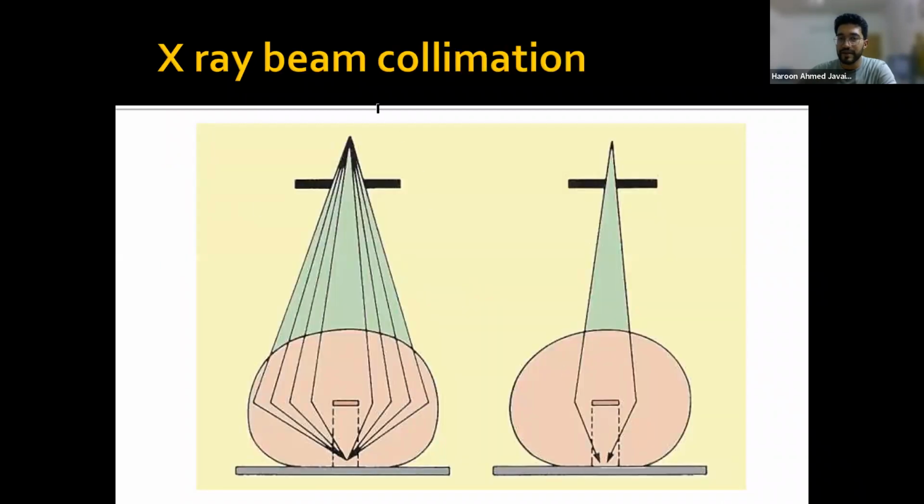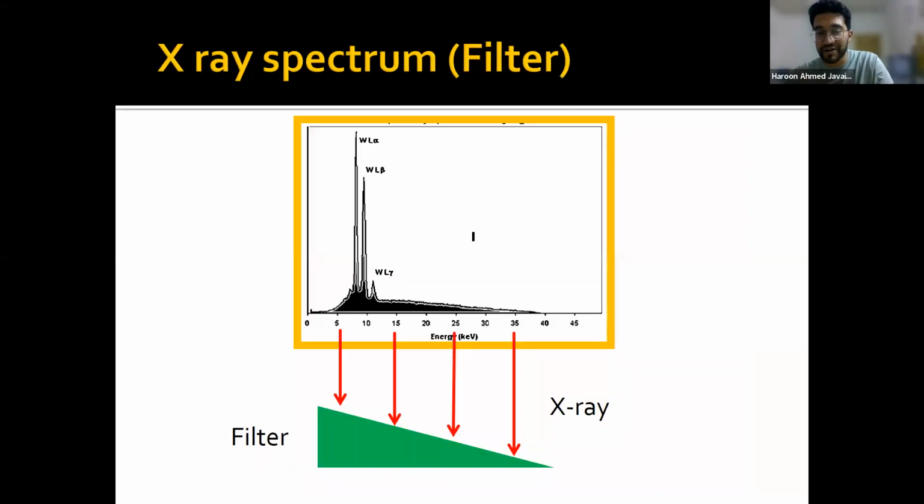Now, X-ray beam collimation: there are different columns of X-rays that you can send out, and the narrower the column, the more focused the beam. We'll get to this. I will explain this further. Okay, let's go to this first. What is the use of a filter?